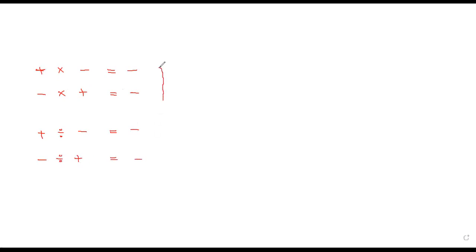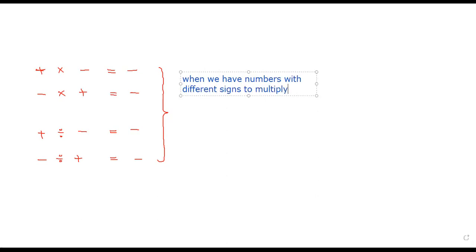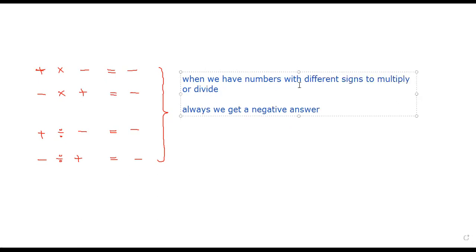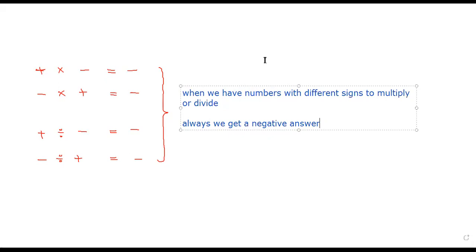So what you can understand here is that when we have numbers with different signs to multiply or divide, we always get a negative answer. Then we will discuss this again with a few examples. So you just look at this.